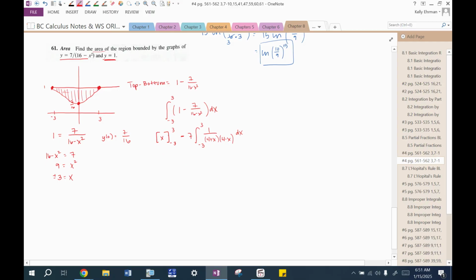Okay, so this, first of all, is 3 minus -3, so this is 6. And then out here, we're going to have something times the integral of 1 over 4 plus x dx, and something times the integral of 1 over 4 minus x dx. Both of those are going from -3 to 3. They both have 7s in front, so I'm just pulling that out in front here. So what would those be?